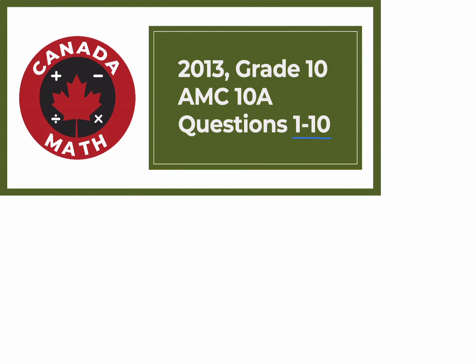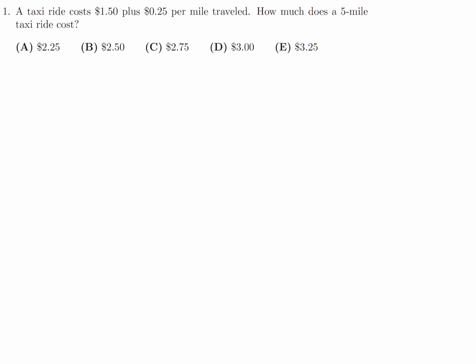Questions 1 through 10 on the 2013 Grade 10 AMC 10A. A taxi ride costs $1.50 plus 25 cents per mile traveled. How much does a 5-mile taxi ride cost?